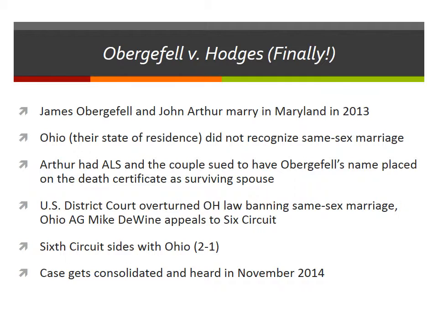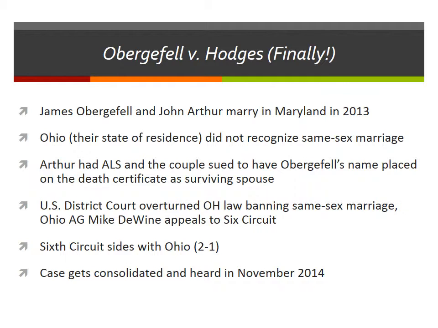Now, John Arthur had ALS and he knew it was terminal, and so the two of them sued to have Obergefell's name placed on the death certificate as a surviving spouse because they wanted the estate to go to him, but they also wanted him to have legal family visitation rights, and that's not a given. Even in Rhode Island, a few years back, there was a case that was decided that allowed same-sex married couples to visit the other in the hospital when they're terminally ill the same way a spouse would because they had been denied.